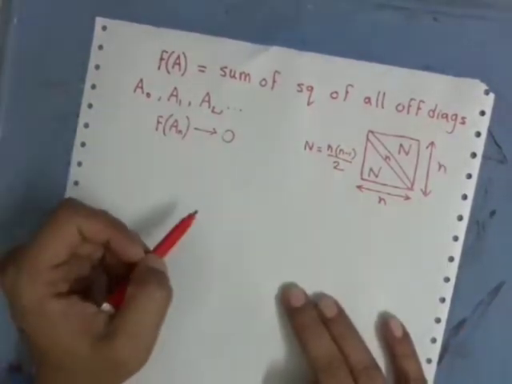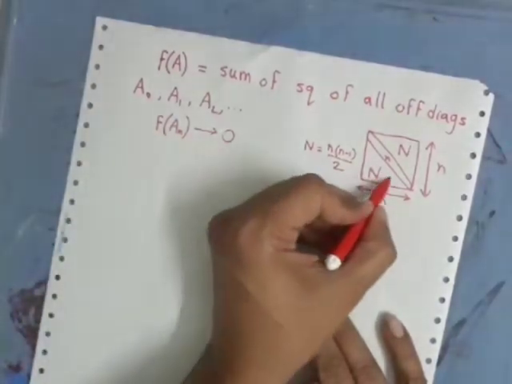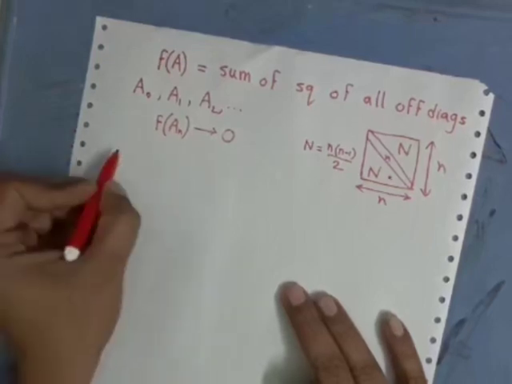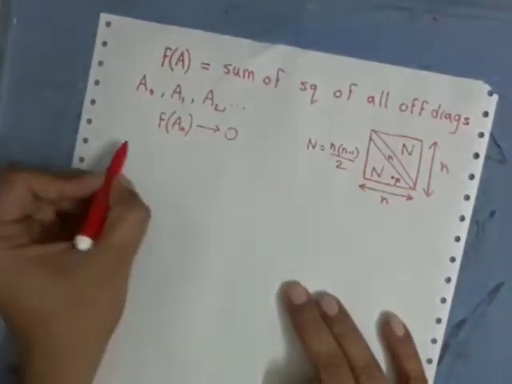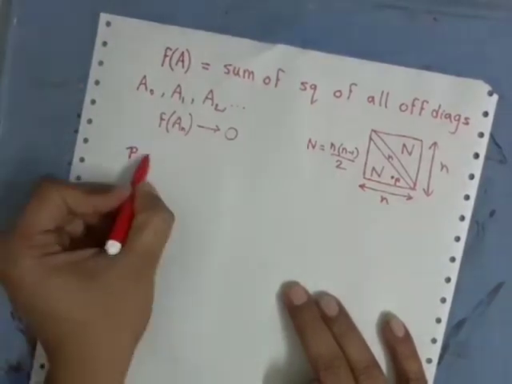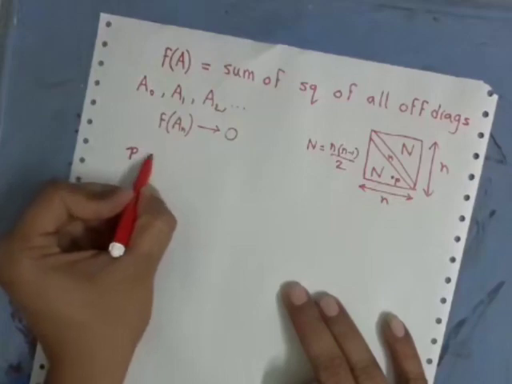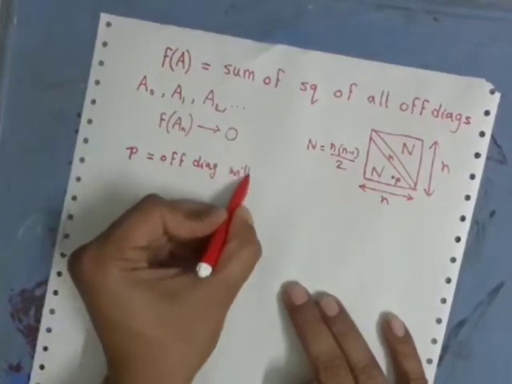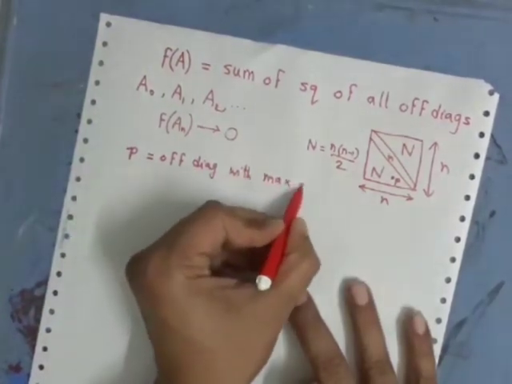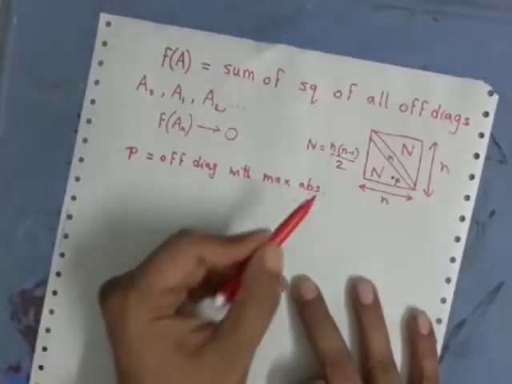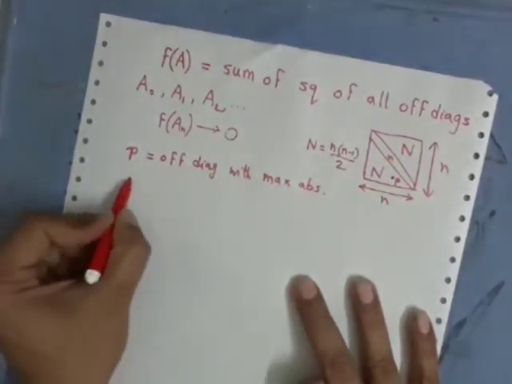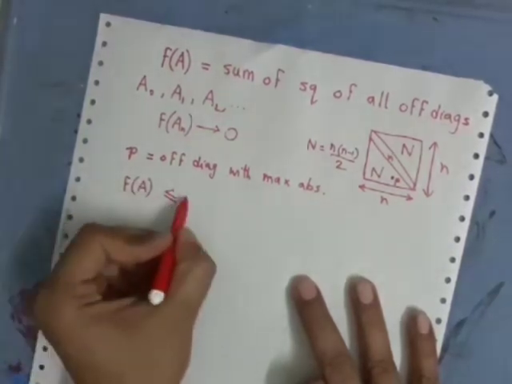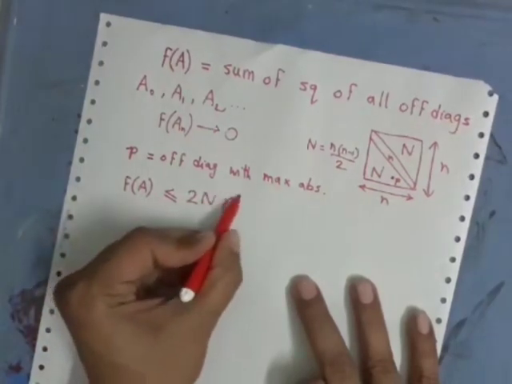Now at each step, what we are doing is we are picking up that off-diagonal entry which has the maximum absolute value. Suppose I call it P. So P is that off-diagonal entry with maximum absolute value. Since it has the maximum absolute value, we can immediately say that f of A must be less than or equal to twice N p squared.